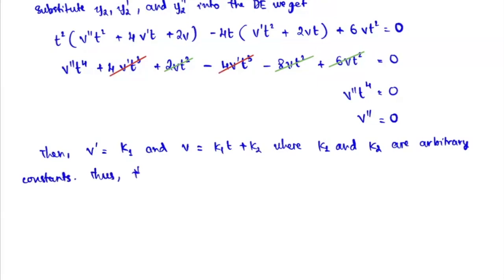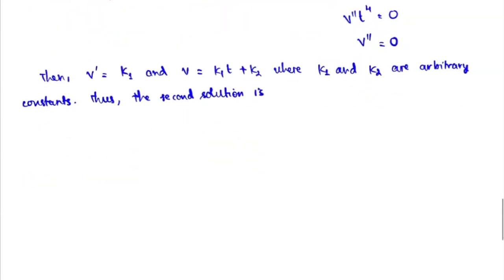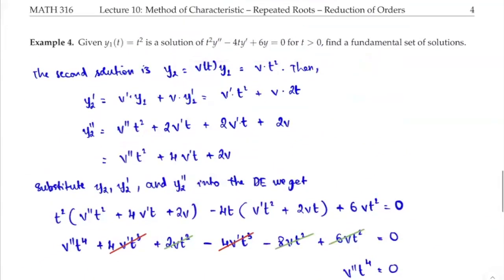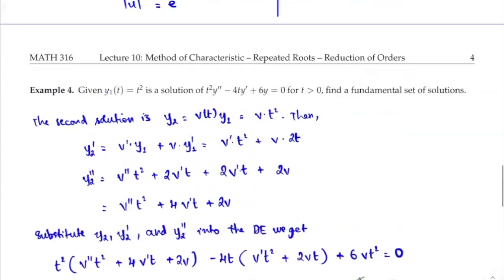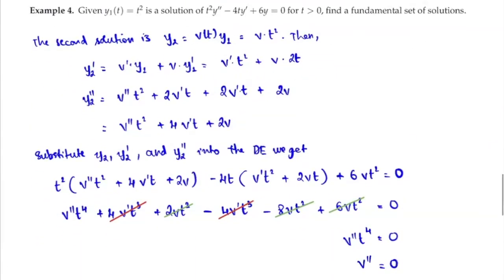Thus, the second solution is y2 equal to v times t squared. In this case, v is equal to k1t plus k2. So k1t plus k2 times t squared, and that is the second solution. And to check if the solutions form a fundamental set of solutions, you need to calculate the Wronskian. So here's the calculation for the Wronskian.